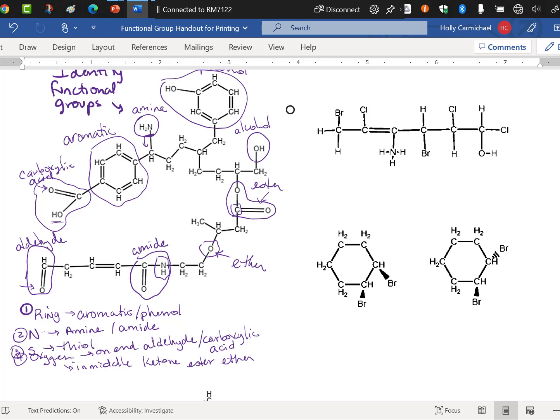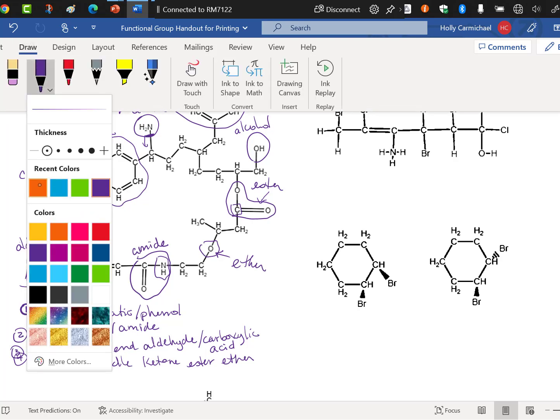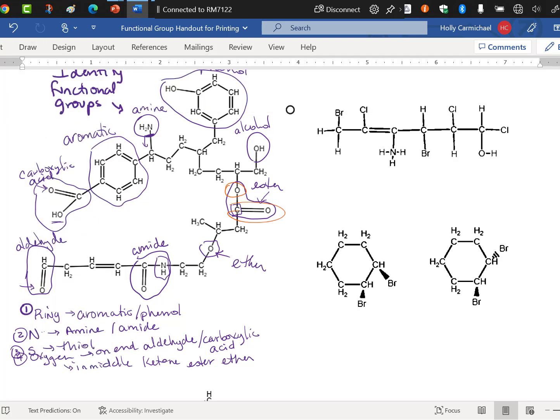As long as you identified it, but what you can't do is say that, okay, this is an ether and this is a ketone. Oh, okay, yeah. Okay, so that would be an error because together they're actually an ester.